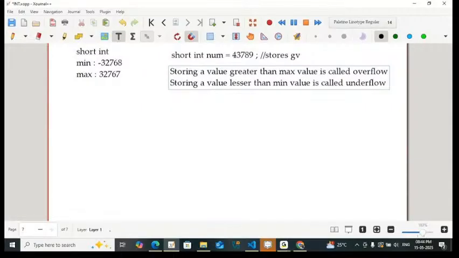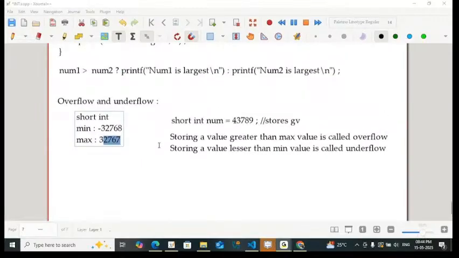But remember, in this case, you will end up having some random values stored. Be conscious. In case of short, the minimum you can store is this, maximum you can store is this. Storing anything beyond this leads to overflow or underflow. It happens for integer, for character, and for long integer also. So that we call overflow and underflow. Be conscious to have the proper value stored.